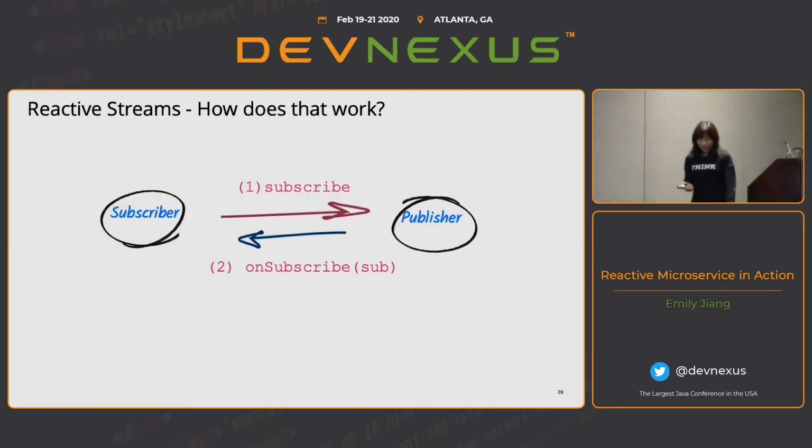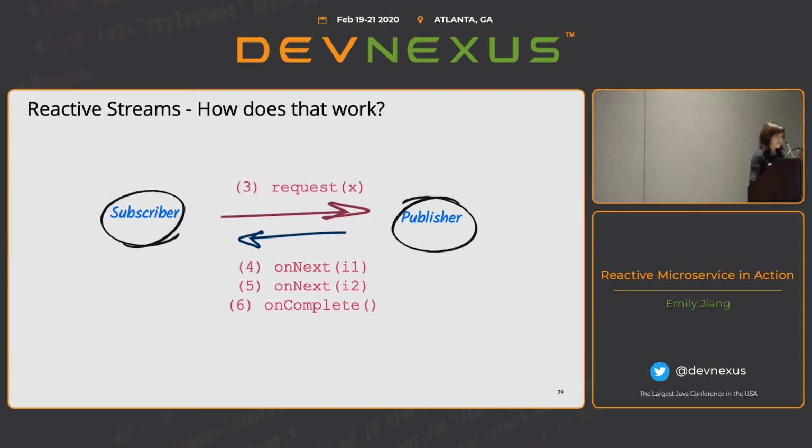So how does it work? As I mentioned earlier, a subscriber can directly subscribe to the publisher, and then the publisher can call back with a subscription to the subscriber. The subscriber can create a subscription and tell the publisher how many items it can cope with. It will do a callback. And the third one is the back pressure representation.